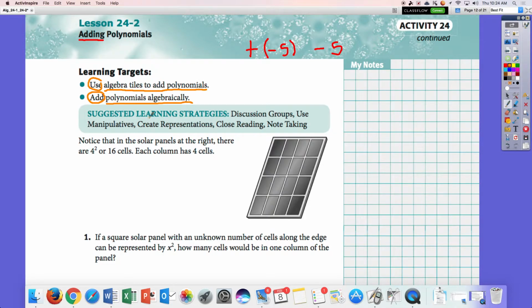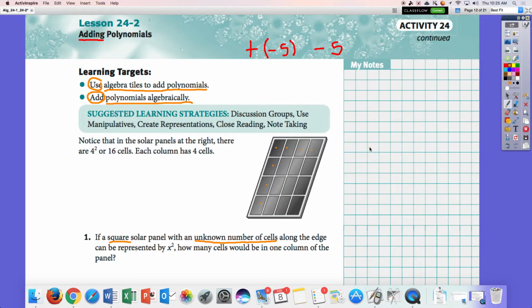So this is bringing back the solar panel from our last lesson. And again, it says, notice that there are 4 squared or 16 cells. And this is how we counted our solar panels in the first place. Each column of 4 has 4 cells. So again, referencing our previous lesson, if a square solar panel with unknown number of cells along the edge can be represented by x squared, how many cells will be in one column of the panel? This is going back to question 2 from the previous lesson.